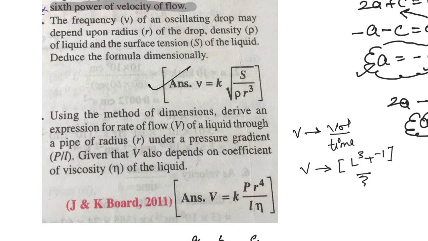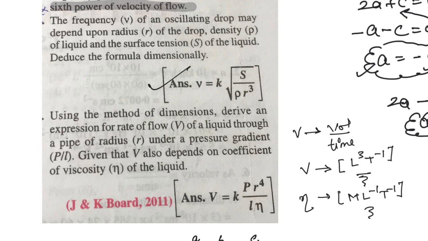Class, what do you mean by pressure gradient? Pressure gradient means pressure divided by length. You can see here P by L. P divided by length. And class, it also depends on coefficient of viscosity. This coefficient of viscosity we will study in our course, but we can now directly remember the formula for coefficient of viscosity, that is M L minus 1 T minus 1. Okay class? Class, now you can solve.